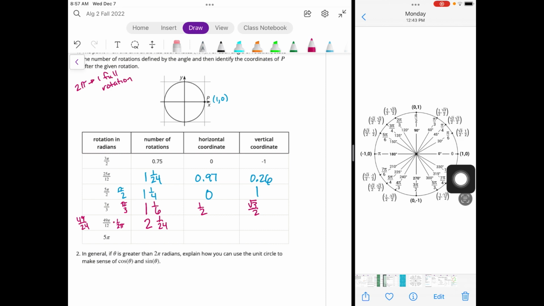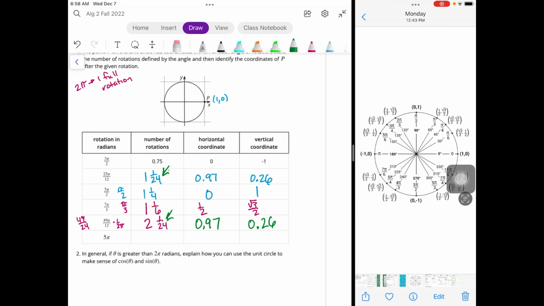Now, keep in mind that these two are landing at the same place because they both made full rotations and then ended at that 1 24th. So those horizontal coordinates are going to be the same. And so are the vertical coordinates. So after you make those full rotations, if the amount of rotation that's left over is the same, then you have what's called the same reference angle. And so your x and y coordinates are going to be the same.